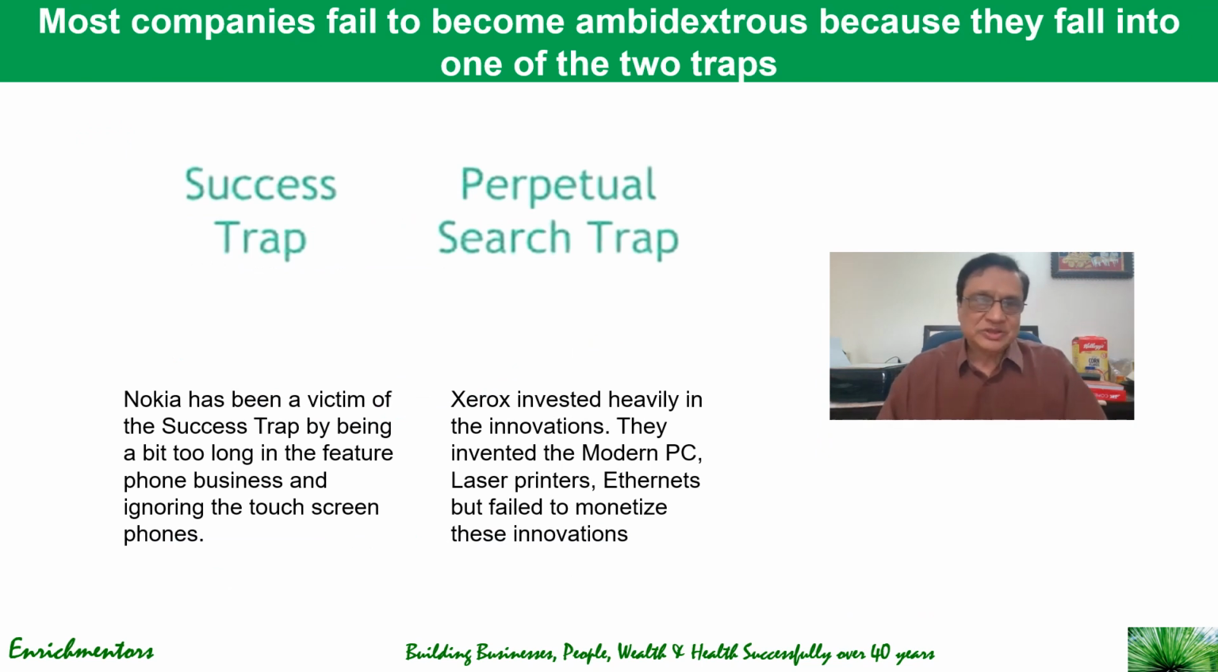So what happens? Why do most companies fail to become ambidextrous, and why does that happen? It happens because they fall into one of two traps. One is the success trap. The success trap is that you become a victim by staying a bit too long in your current business, your incumbency business, or your legacy business, and you ignore the future business.